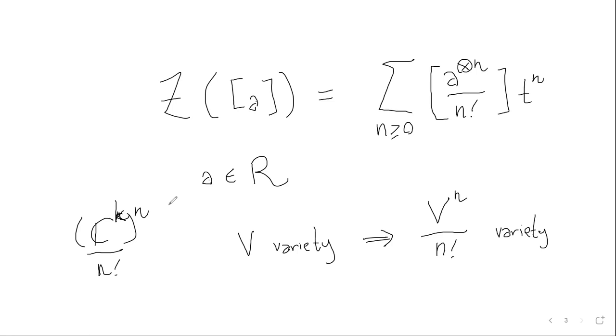Anyway, probably I should stop worrying because I did manage to find someone say, in an offhand comment, that if V is a quasi-projective variety, then this is a quasi-projective variety. Yeah, that seems very reasonable.